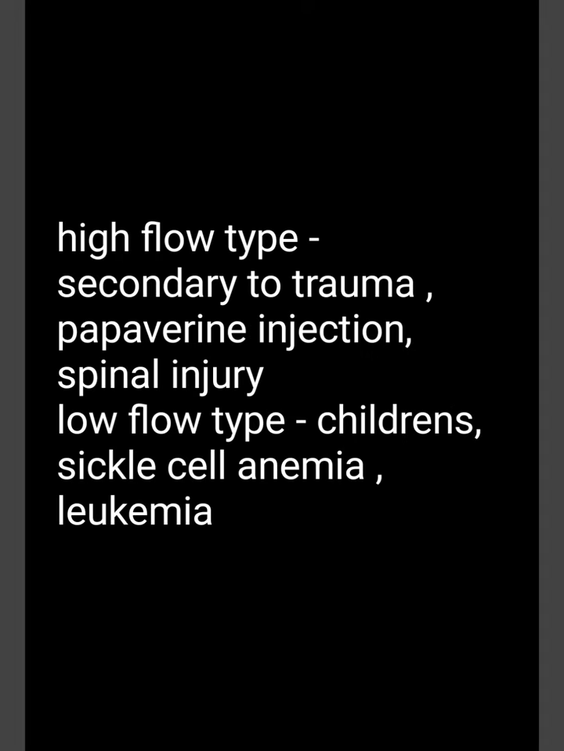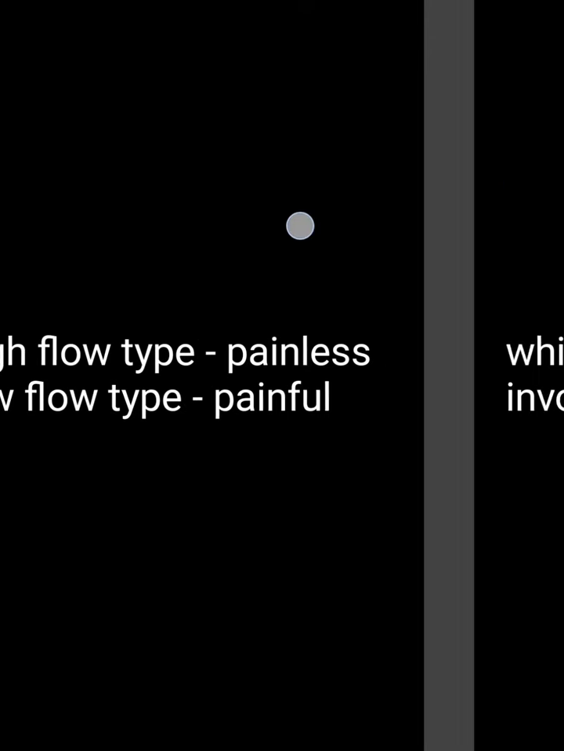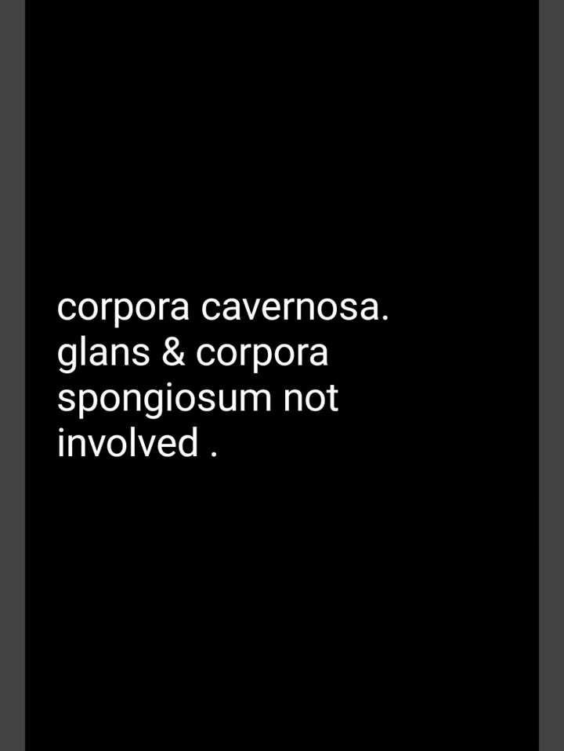Causes of priapism. High flow type, secondary to trauma, papaverine injection, spinal injury. Low flow type, children, sickle cell anemia, leukemia. Is priapism painful or painless? High flow type, painless. Low flow type, painful. Which erectile tissue is involved in priapism? Corpora cavernosa. Glans and corpus spongiosum not involved.